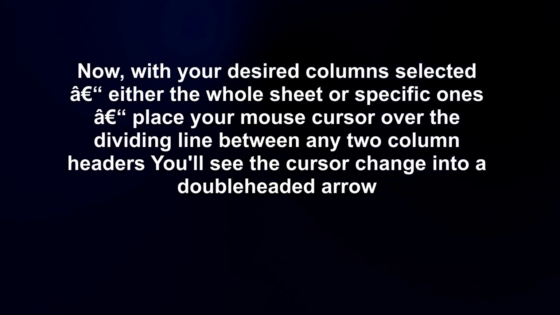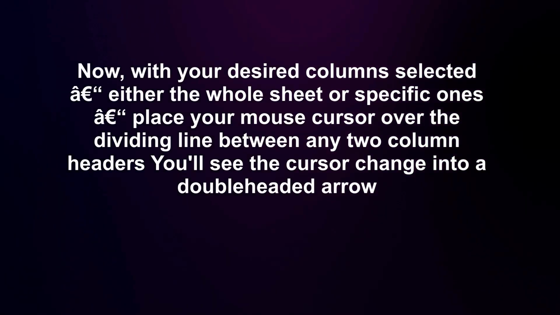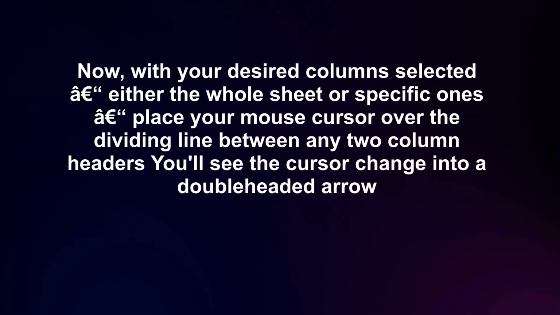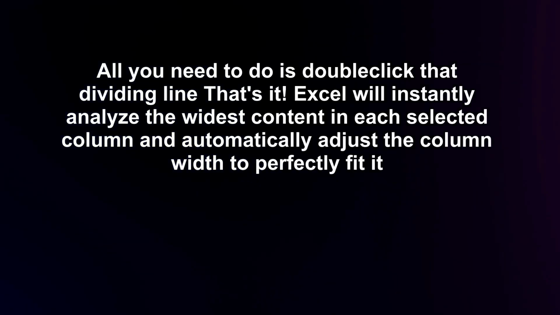Now, with your desired columns selected, either the whole sheet or specific ones, place your mouse cursor over the dividing line between any two column headers. You'll see the cursor change into a double-headed arrow. All you need to do is double-click that dividing line.